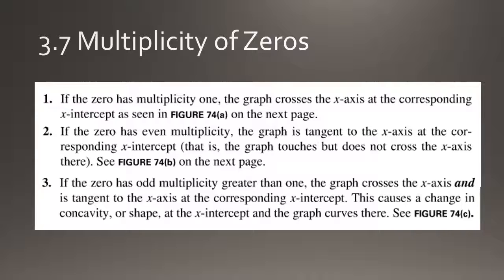Now, if it has an odd multiplicity that's greater than 1, it actually does both. It crosses the x-axis and it's also tangent. We see that little flattening out as it changes how it curves. So it changes the concavity at the x-intercept, and it does cross through. So whenever you see an even multiplicity, the graph is not going to cross through the x-axis there. It's just going to touch it. Odd multiplicities will cross, and if it's an odd multiplicity greater than 1, not only does it cross, but it changes the concavity, or how the graph curves.